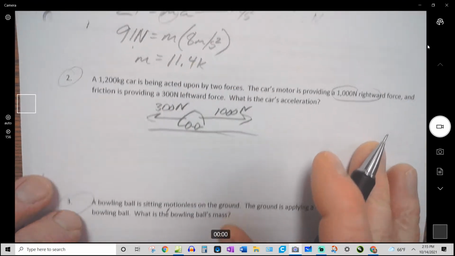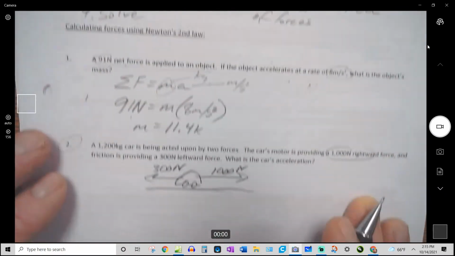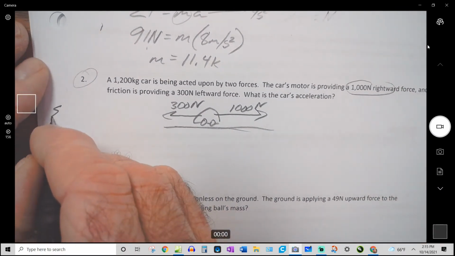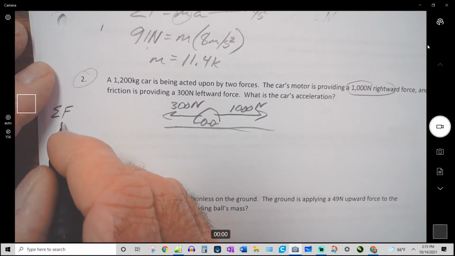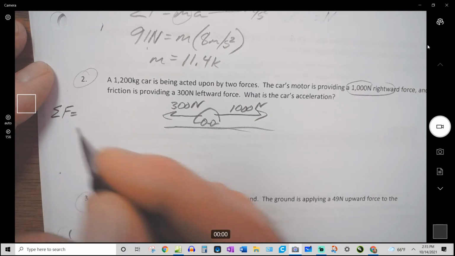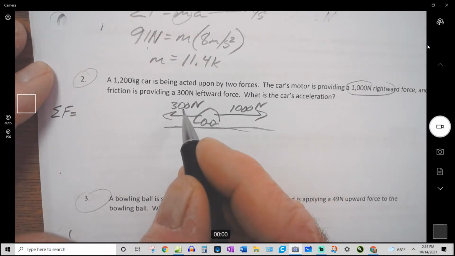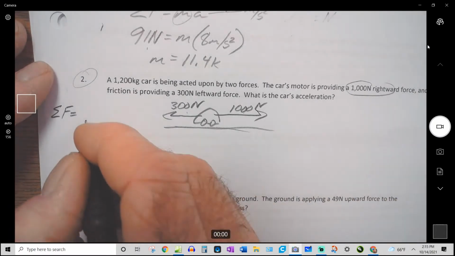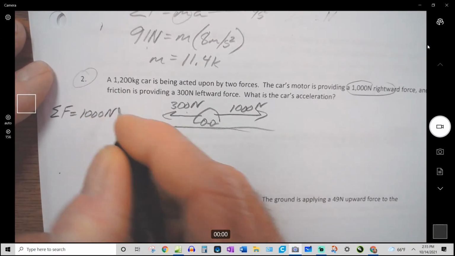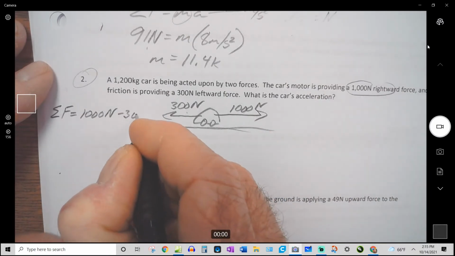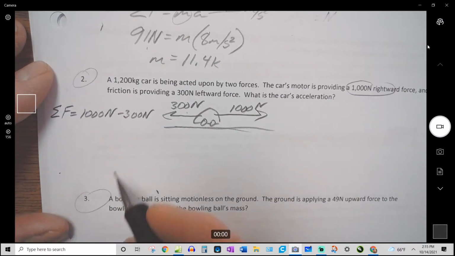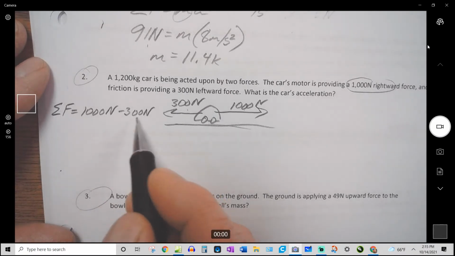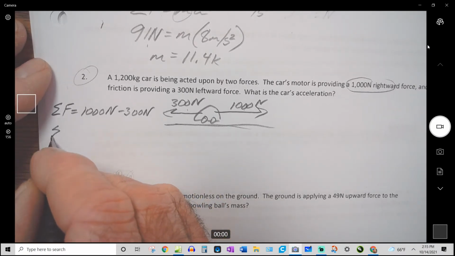So my first step, I'm going to add up all the forces acting on the car. So the net force on the car, I could write car there, but I won't. Would it be 300 minus 1,000 or 1,000 minus 300? 1,000 minus 300, because 1,000's to the right, 300 is to the left. So that's the net force. I could go ahead and solve and put 700, but I'm not going to write that yet.